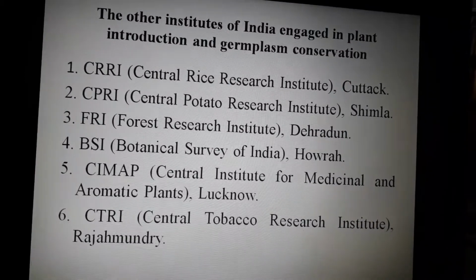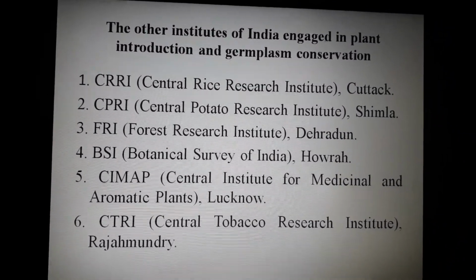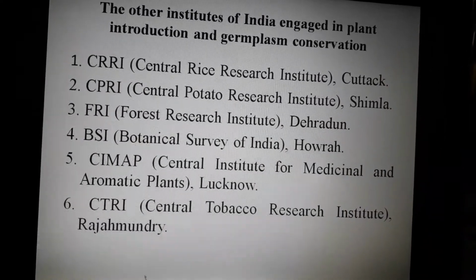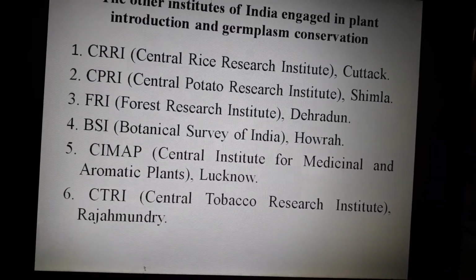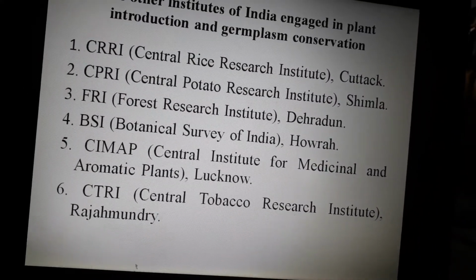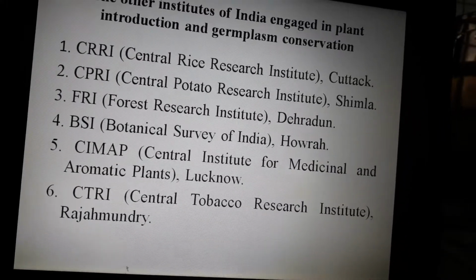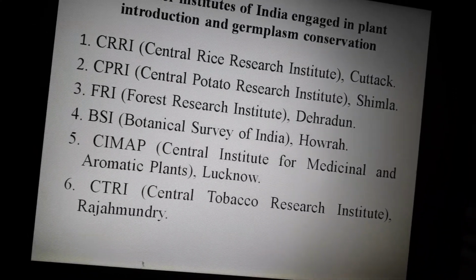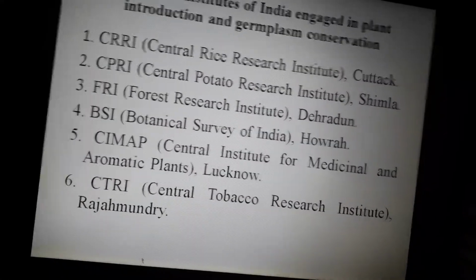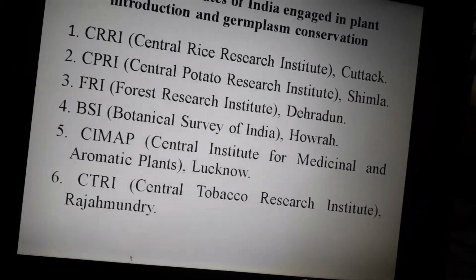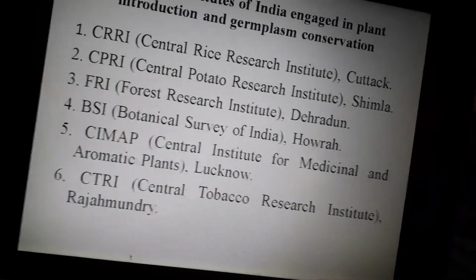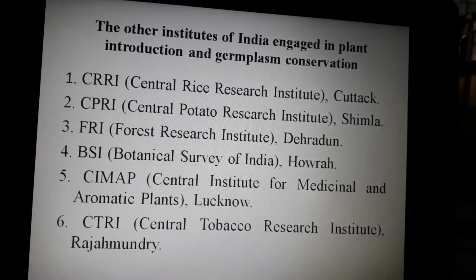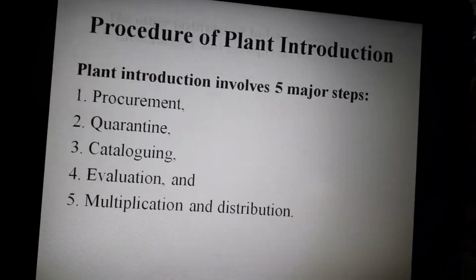In the same manner, there are other institutes in India which are engaged in plant introduction, or you can say conservation of germplasm. The different institutes which help in germplasm conservation are CRRI, the Central Rice Research Institute, CPRI, the Central Potato Research Institute, FRI, the Forest Research Institute, BSI, the Botanical Survey of India, and the Central Institute for Medicinal and Aromatic Plants, CIMAP, or CTRI, the Central Tobacco Research Institute. These are the different institutes which help us in plant introduction or the conservation of germplasm.